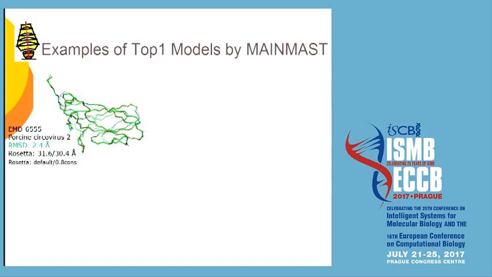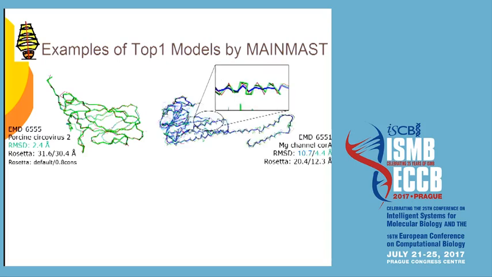This is some of the examples. This is the 2.4 angstrom structure. For Rosetta, we have 2 methods. One is a default setting, and we found a better setting for Rosetta, and that slightly improved results, given by the parameter setting.